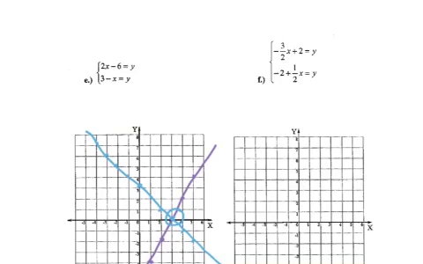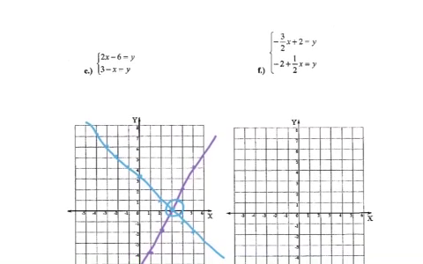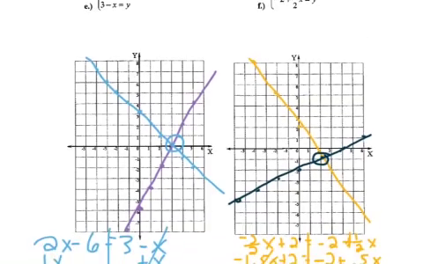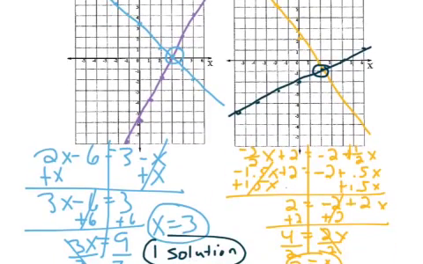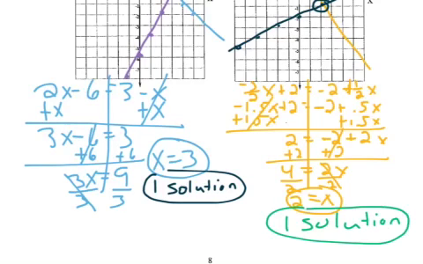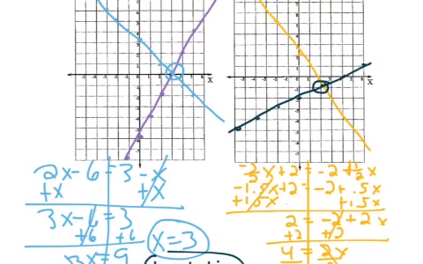Why don't you try to do F on your own, and you can check your answers with mine to see if it's one, none, or infinite. So your answer for F, whether you graphed it or hopefully you're doing the algebraic way, should be one solution because you had a clear value of what x was equal to, and when you graphed it you had one intersection point.